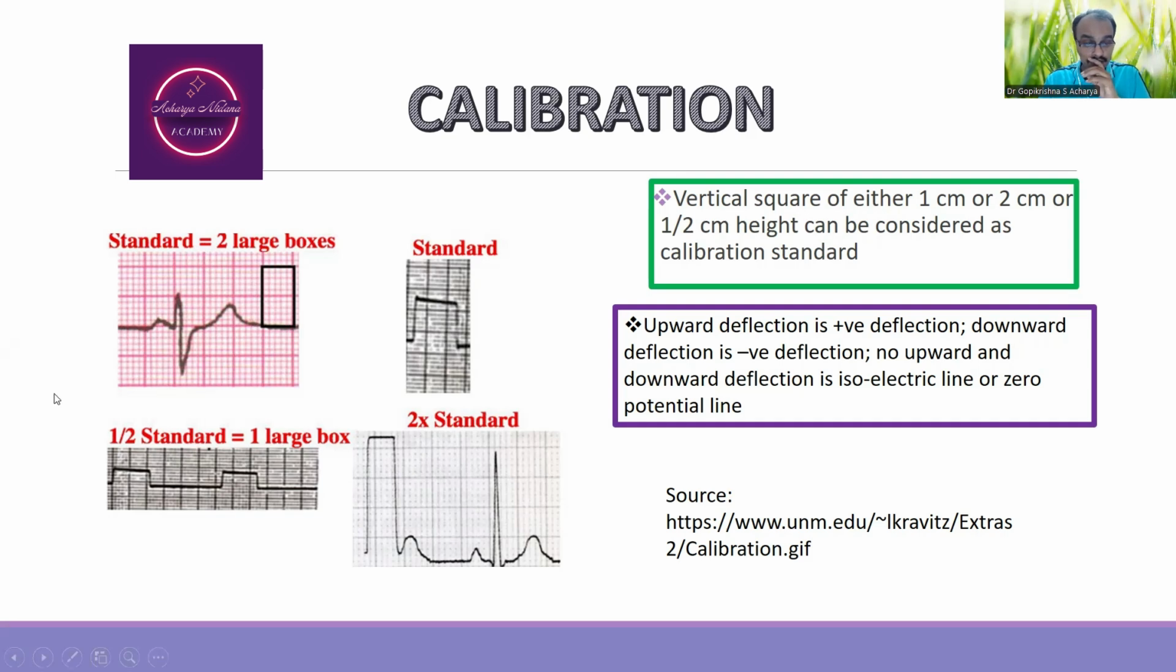So here, this is considered to be the isoelectric line, this is considered to be upward deflection or positive deflection, and this is considered to be negative deflection. Here, this is also positive deflection, and this is also positive deflection.